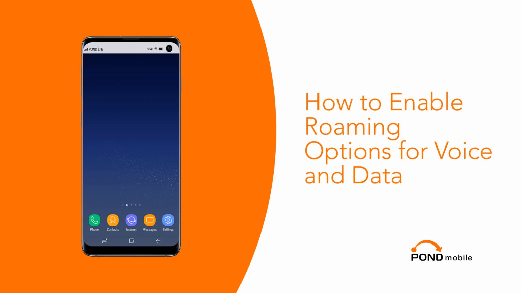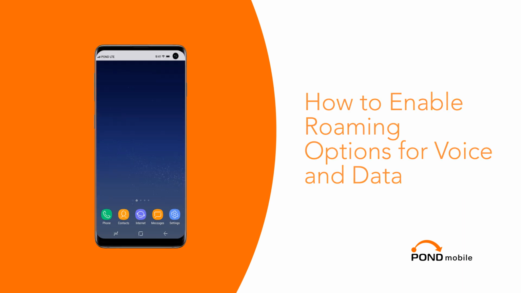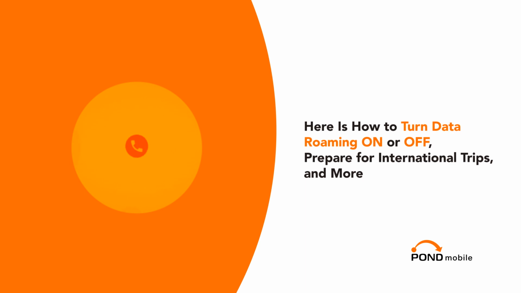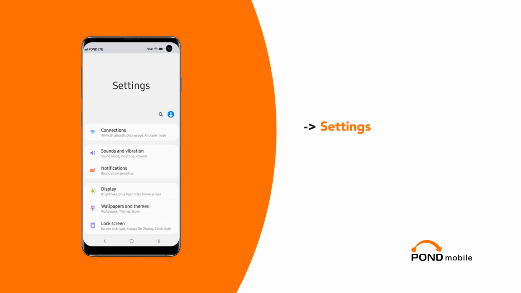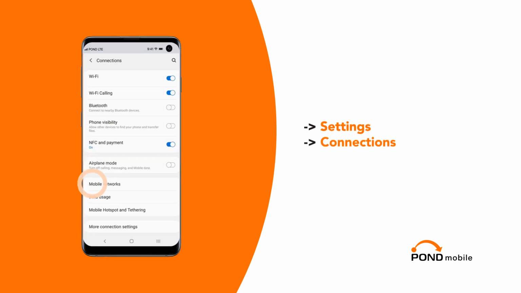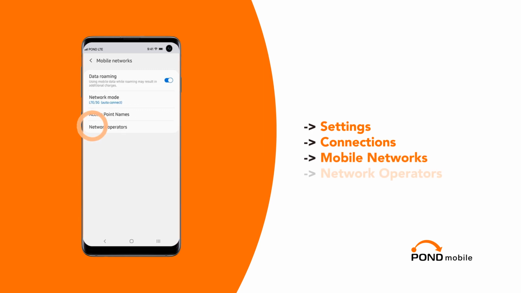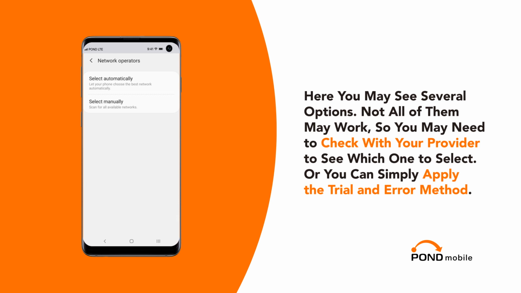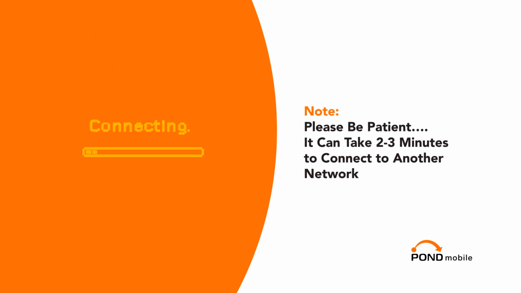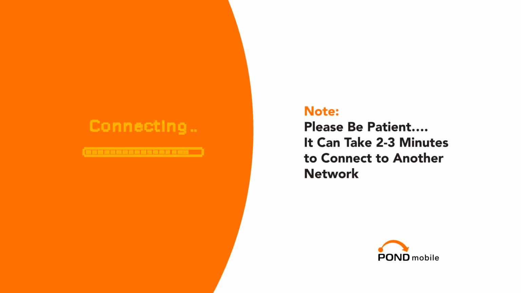Let's review how to enable roaming options for voice and data on your mobile device again. Here is how to turn data roaming on or off, prepare for international trips, and more. Start by going to Settings, Connections, Mobile Networks, Network Operators. Here you may see several options. Not all of them may work, so you may need to check with your provider to see which one to select. Or you can simply apply the trial and error method. Note, please be patient. It can take 2 to 3 minutes to connect to another network.